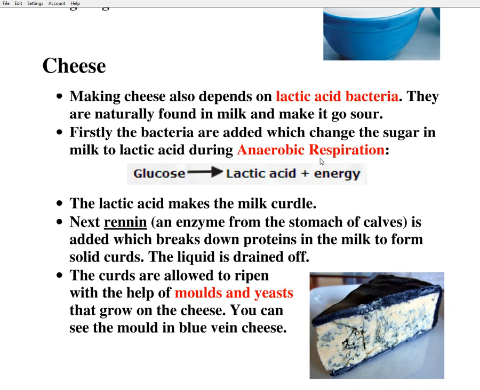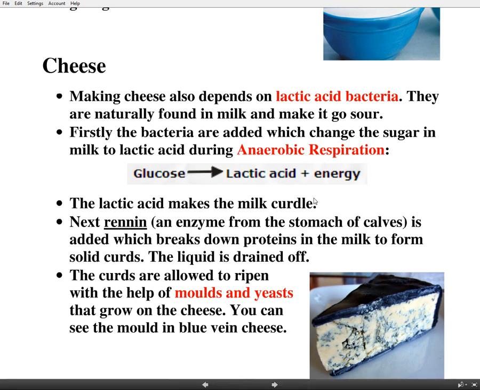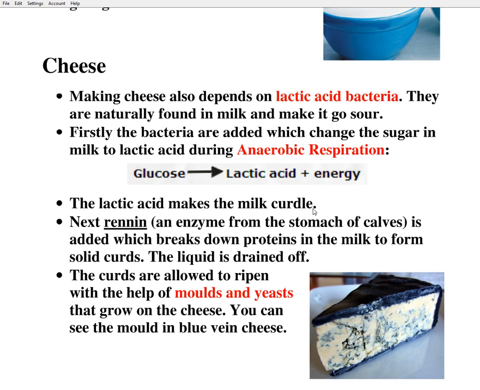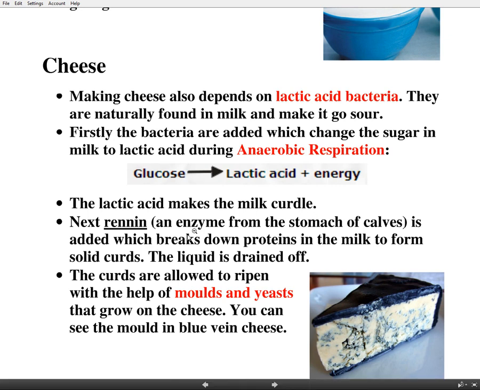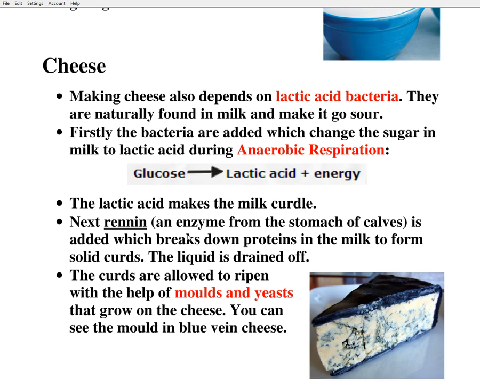So the lactic acid makes the milk curdle, and that's essentially causing those proteins to precipitate again, as we mentioned for yogurt. So the lactic acid causes the proteins, normally dissolved in the milk, to start to stick together and form a solid, making the milk curdle or thicken. So what's added then is an enzyme, usually from the stomach of calves, called renin. And this breaks down the proteins in the milk, which helps them further form a solid, and that solid's called the curd.